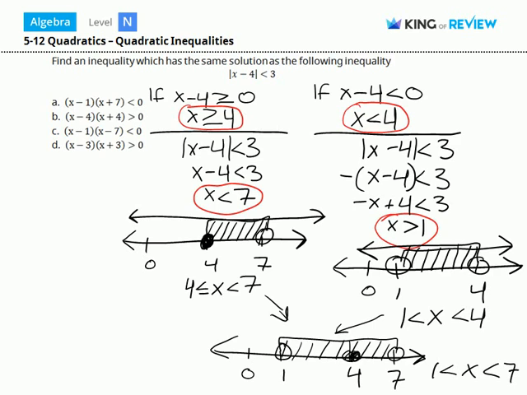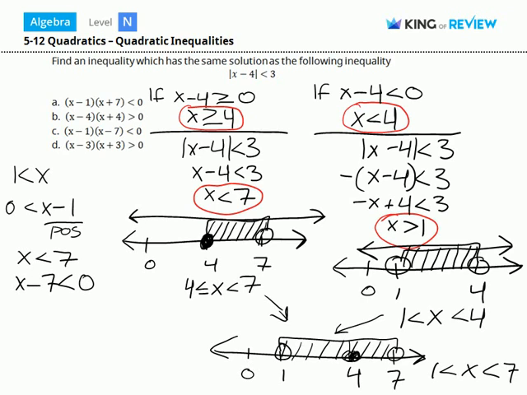So let's break this down. If we have 1 is less than x, this can be represented as 0 is less than x minus 1. And if x minus 1 is greater than 0, we know that this part here is positive. And now let's look at the section of our inequality that says x is less than 7. If we rearrange this, we get x minus 7 is less than 0. So if this here is less than 0, it must be a negative.